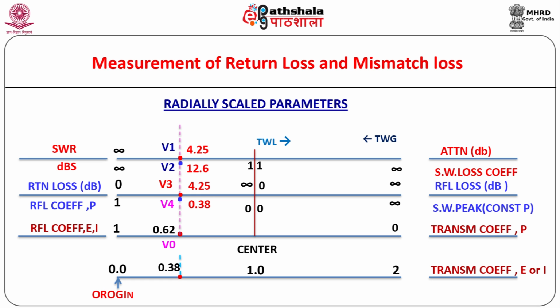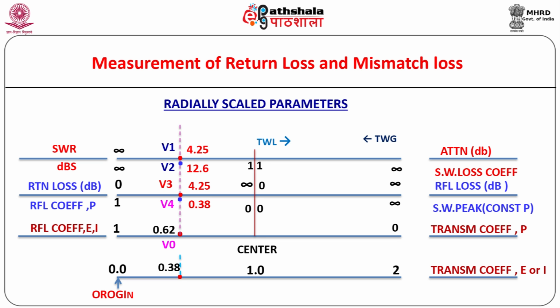Obviously, we have to make use of the horizontal scales to the left on the central line. Let us have a look at these scales. The scale for reflection coefficient. On this scale marked with RFL coefficient E or I, find the number 0.62. Let V0 be the corresponding point on this scale. Through the point R, draw a line perpendicular to the horizontal scales. Let V1, V2, V3, V4 be the points of intersection of the perpendicular line with scales marked with SWR, dBs, RTN loss in dB and RFL coefficient P respectively.